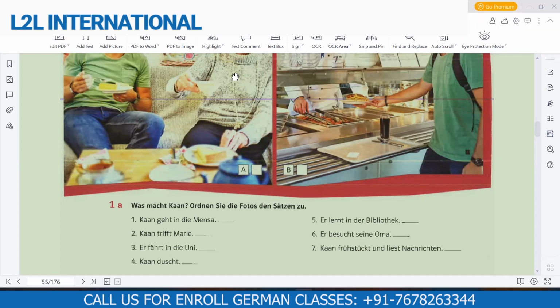A. Okay, lesen Sie den Satz as well. Read the sentence as well. How do we say kann duscht? Yeah, duscht. It is kann duscht. Okay, kann duscht. Das ist, yeah, richtig. Okay, then Nummer 5, Samriddhi. Er lernt in der Bibliothek. G. Er lernt in der Bibliothek. Okay, yeah, okay.